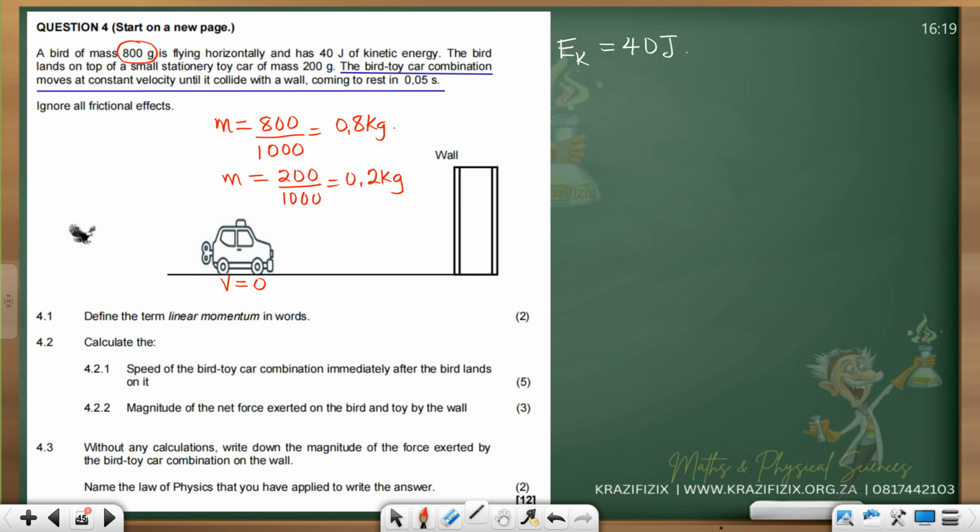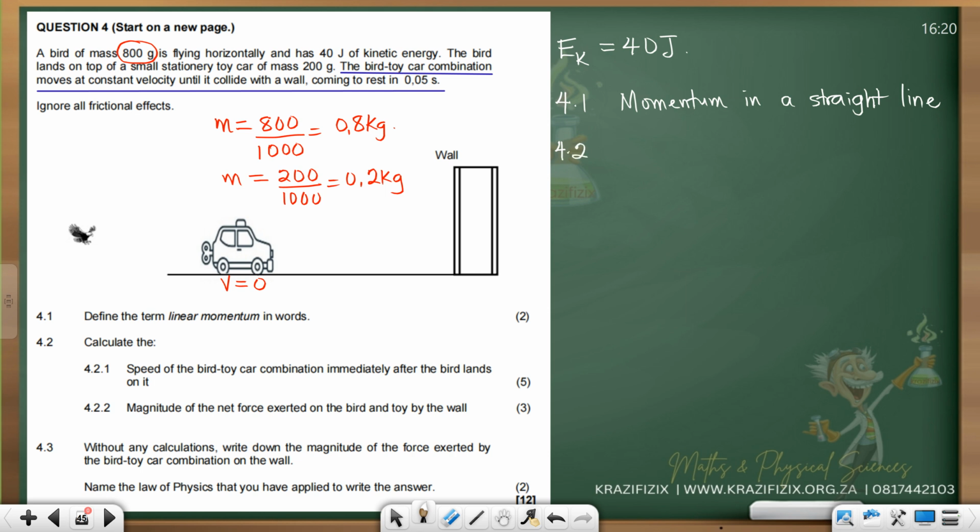Number one, define the term linear momentum. Beautiful. Do you see that? That's part of the definitions we spoke about. So, 4.1. What is linear? They didn't say momentum. Linear momentum. It is momentum in a straight line. If the examiner had said define momentum, then momentum would be a product of mass and velocity. All right, look at the next question, 4.2.